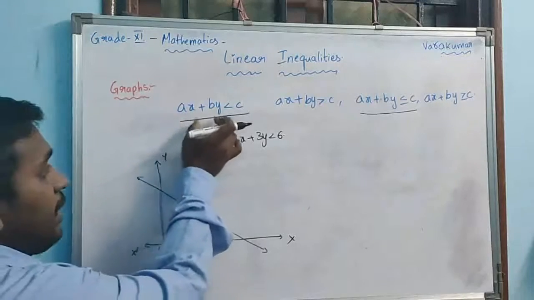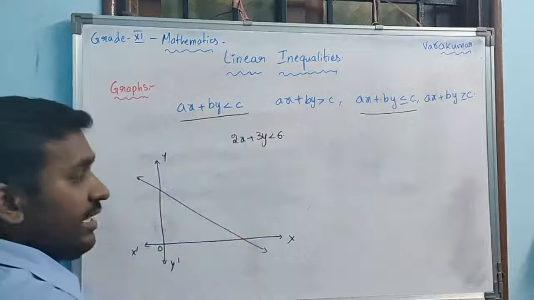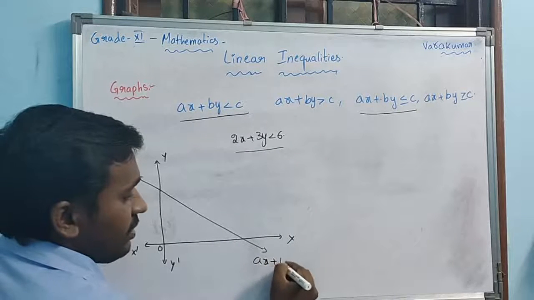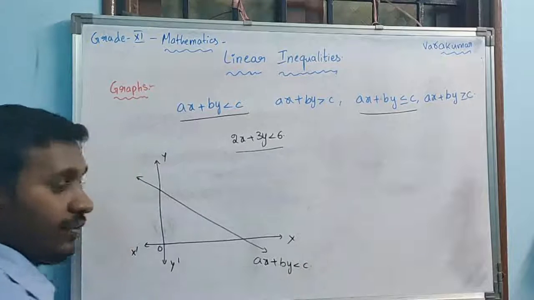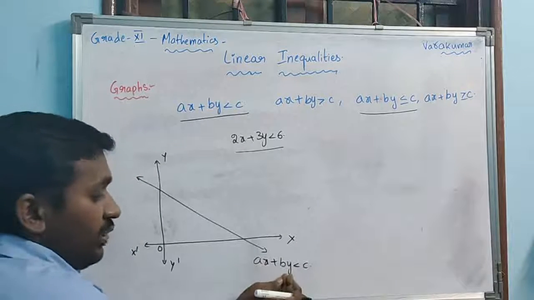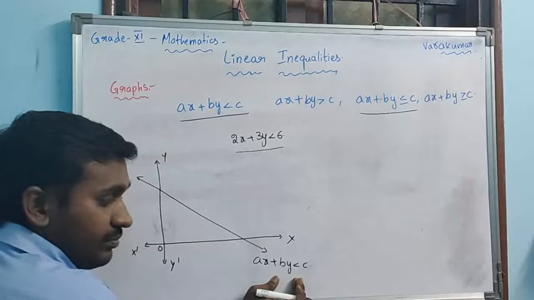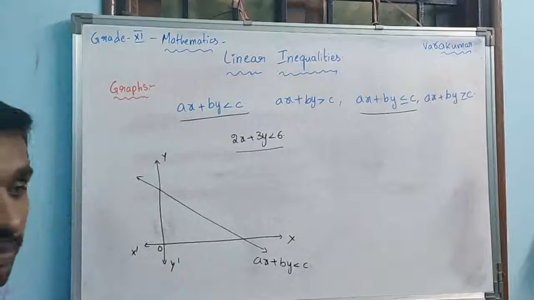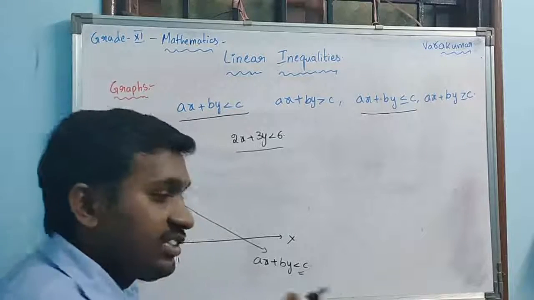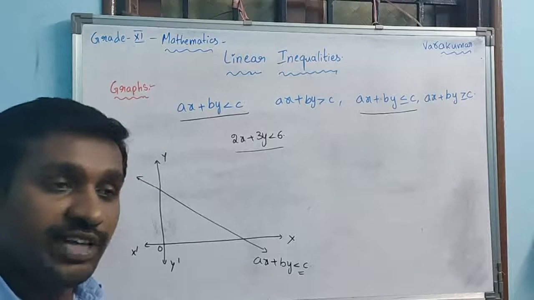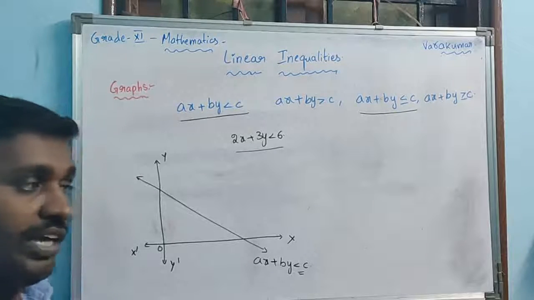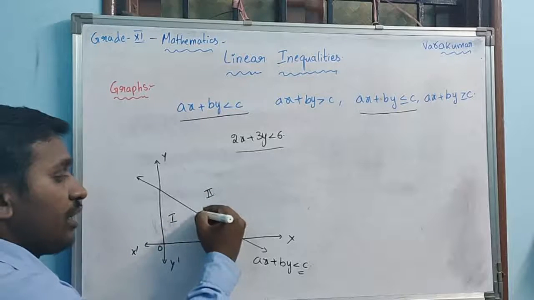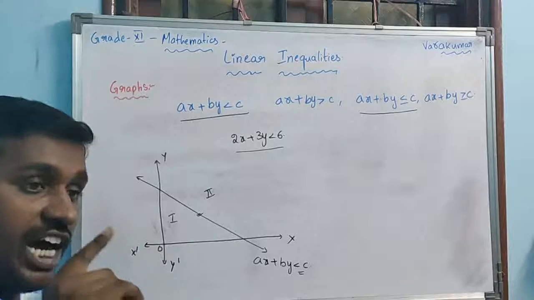Now, ax plus by less than c. Based on that, I just take an example; this is not exactly ax plus by less than c. Now, I want to shade towards the origin or above the origin. Why do I have to shade it? Because for less than c, there are some values that will satisfy. Where are those values? In this half plane, or in this half plane, or on the line. I use the word half plane.